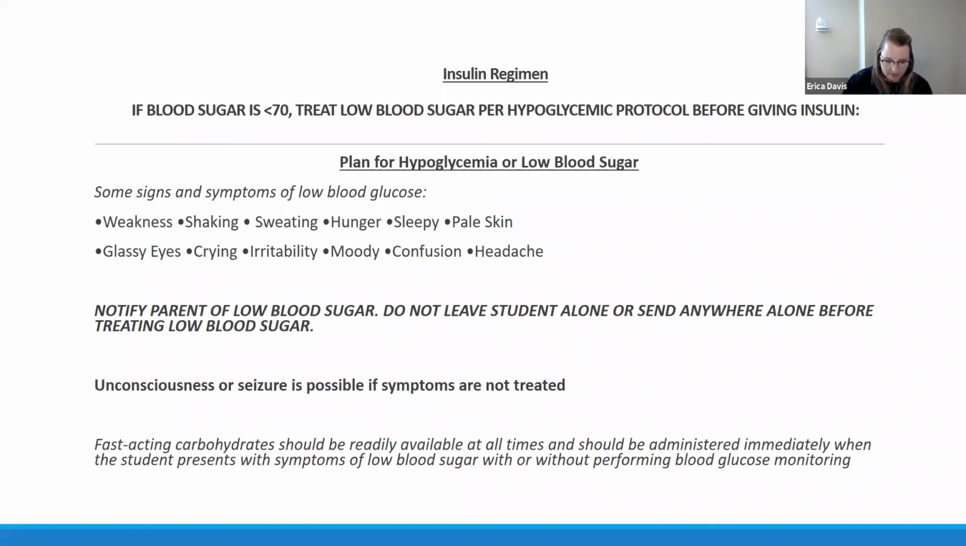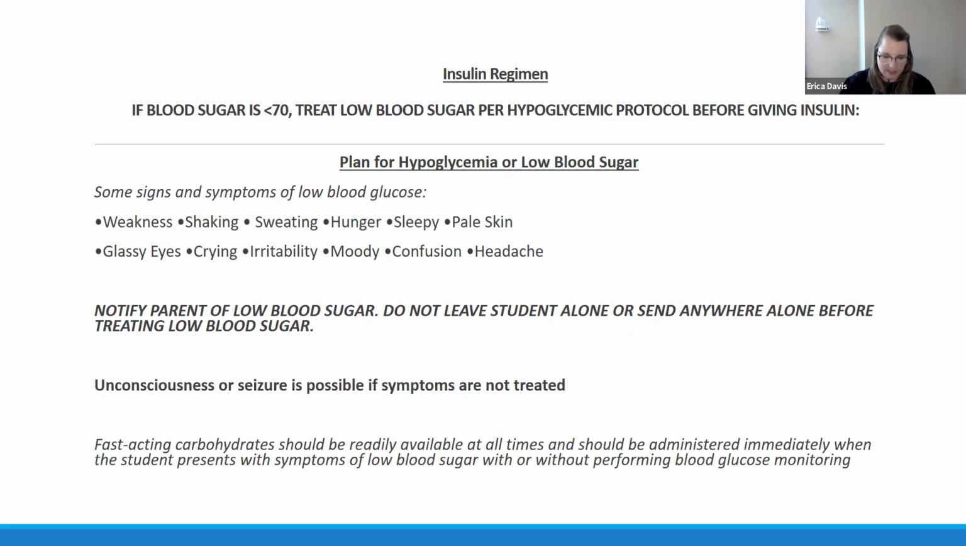The next part of this is that you want to notify the parent of a low blood sugar. That can be done however is agreed upon with the parent. So if you're going to send them a text message or an email, or you're going to send home a daily blood sugar log or a weekly blood sugar log, however you communicate that, please include that in the 504 plan for that child so that it's agreed upon how you're going to communicate those blood sugars, both high and low, as we go through this presentation.